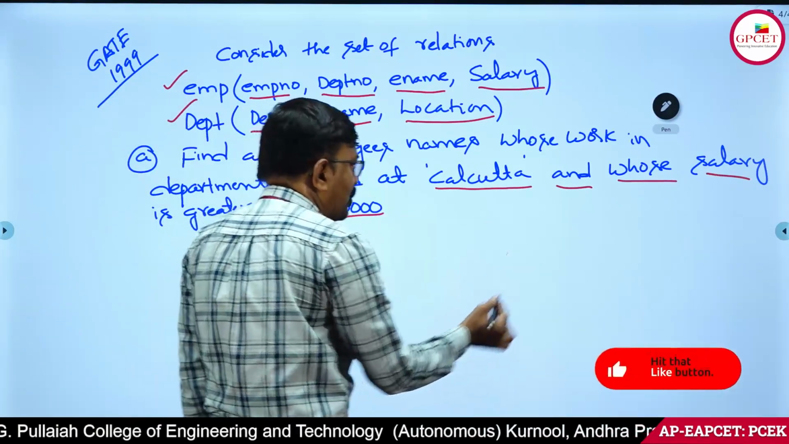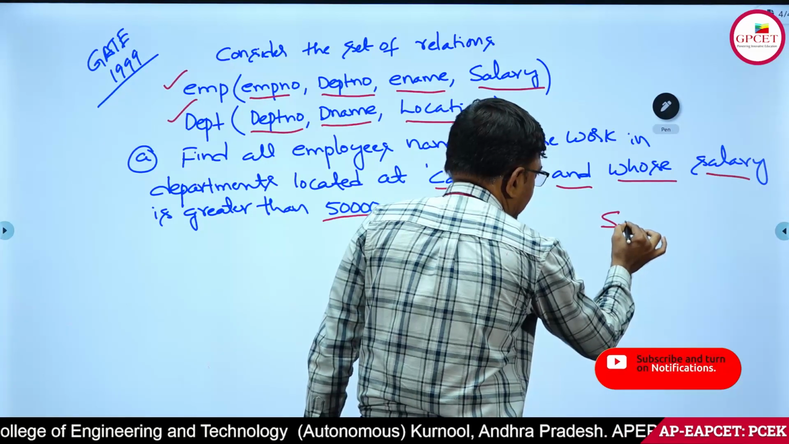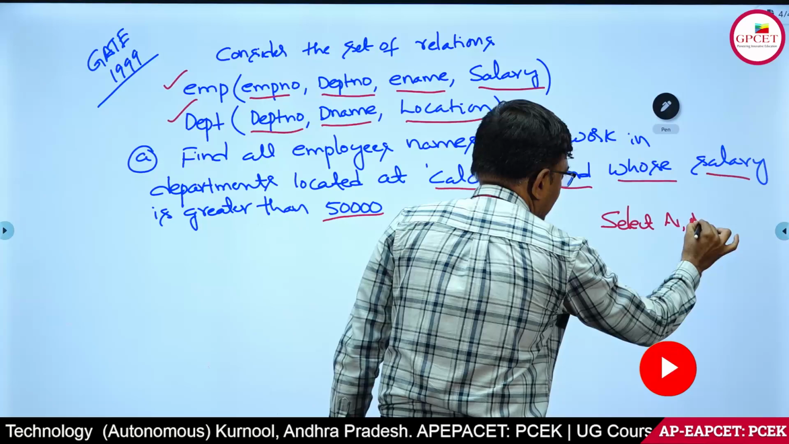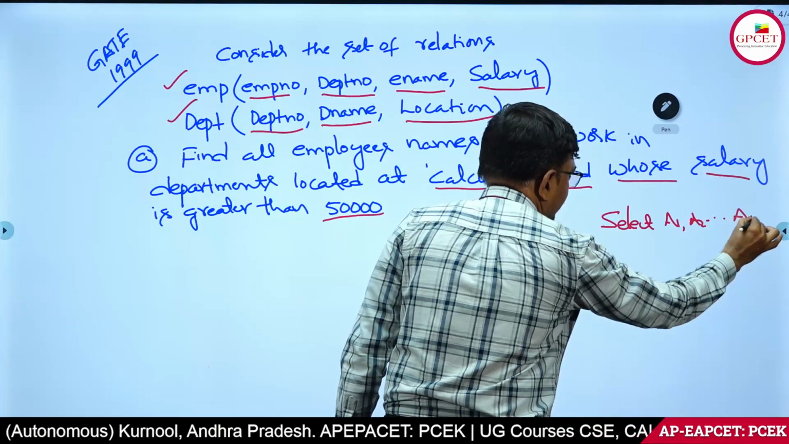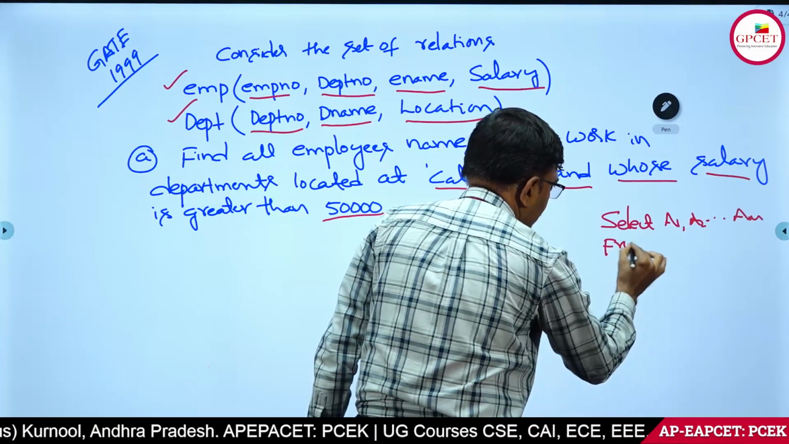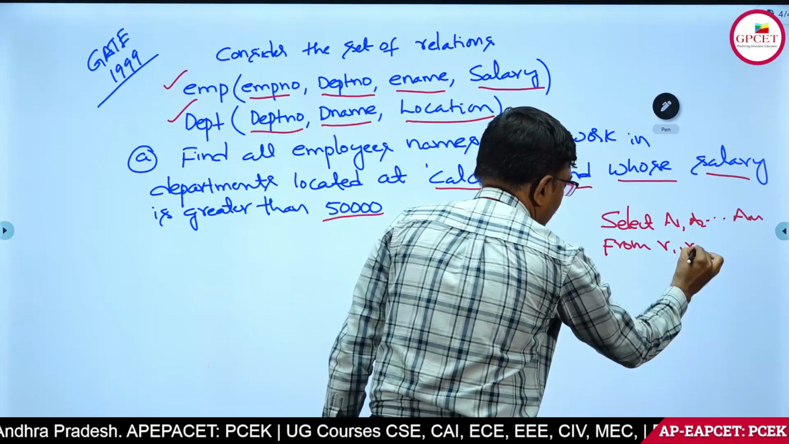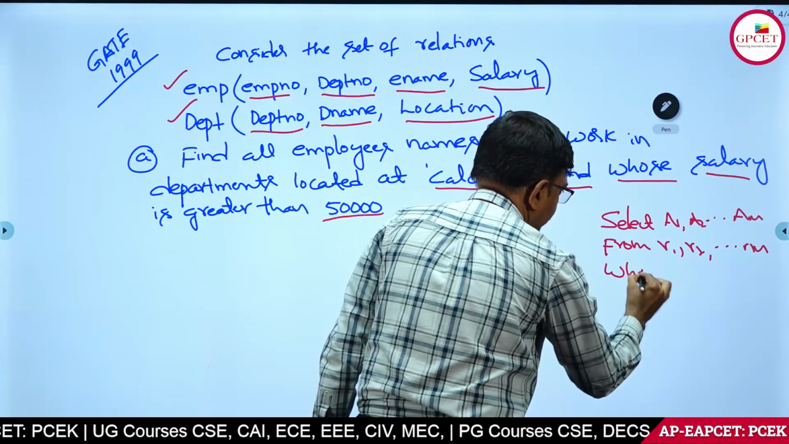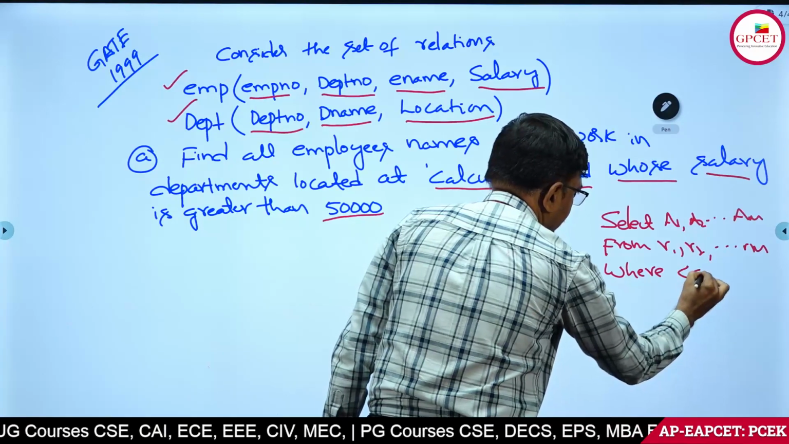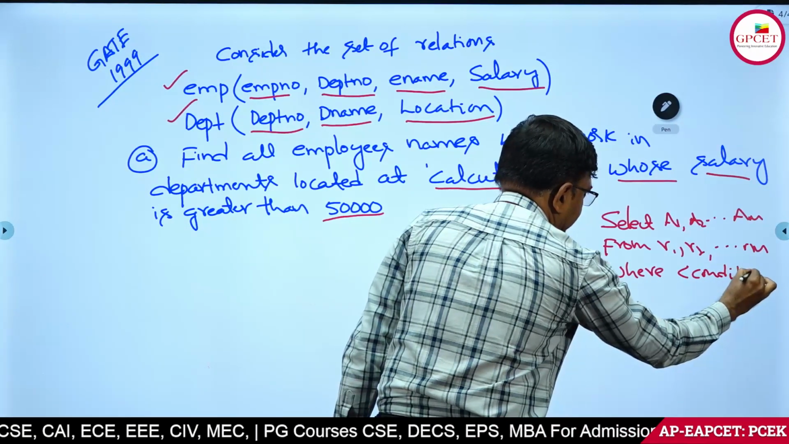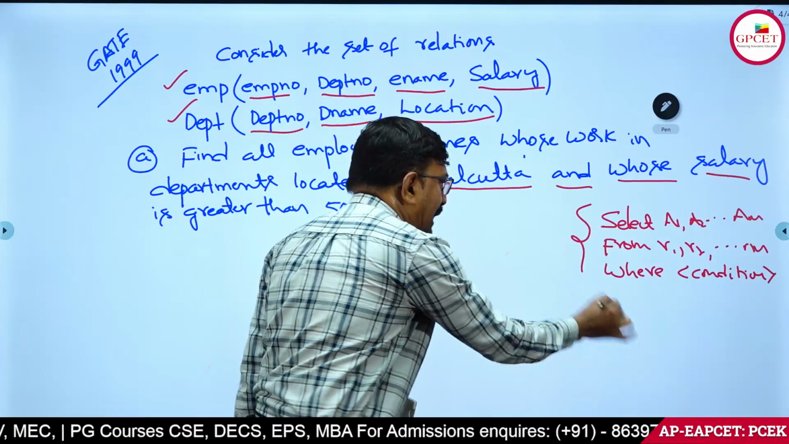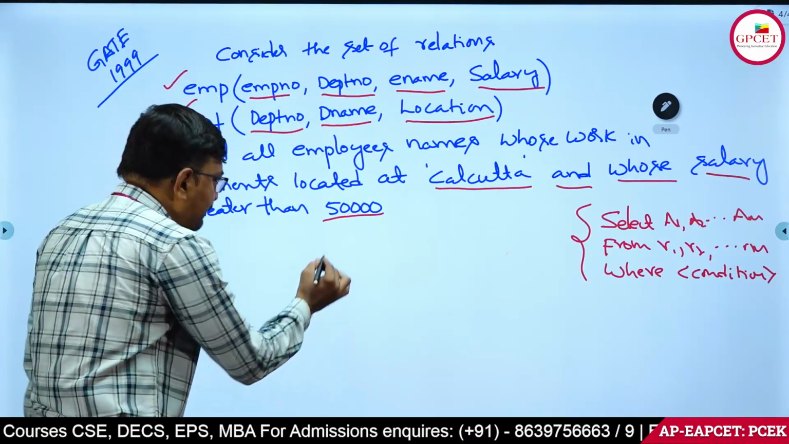What is the basic structure of SQL? I think you are familiar with the basic structure of SQL. Select A1, A2, up to AM, from R1, R2, up to RM, where condition or predicate. That is the basic structure of SQL. Okay, clear? What is the first one?